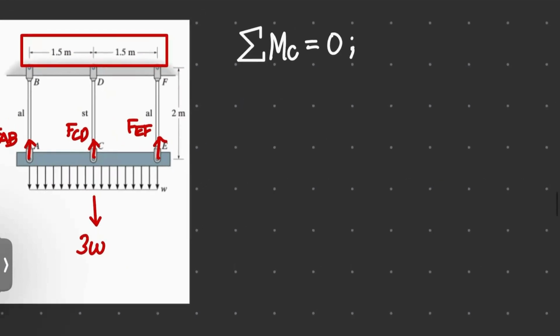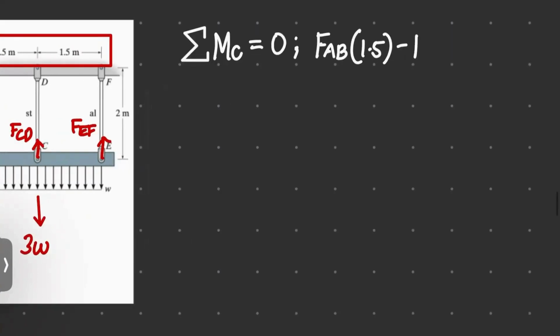So this would be FAB times 1.5, and it's applied here. If you rotate it due to an upward force, it would rotate clockwise. So let's make it positive. While for E, or the force EF, it's rotated counterclockwise due to the upward force. Therefore, for the force at EF, we would multiply it by 1.5, then this would be equal to 0.